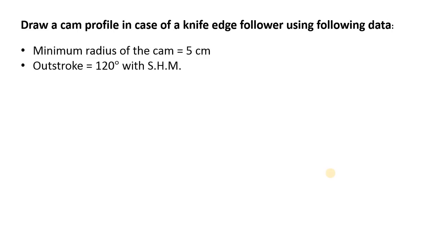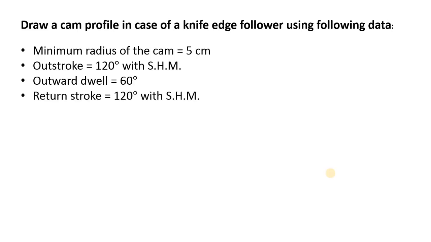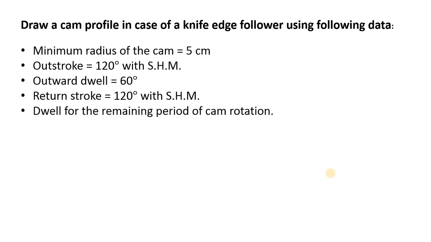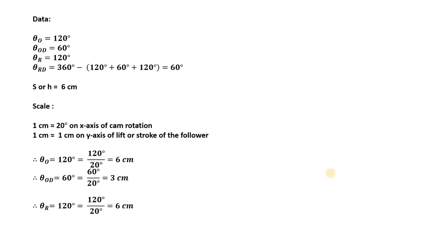Then outstroke is 120 degree with simple harmonic motion. Outward dwell is 60 degree. Return stroke is 120 degree with simple harmonic motion and dwell for the remaining period of cam rotation. Stroke or lift of the follower is given as 6 centimeter. So the data is written over here.